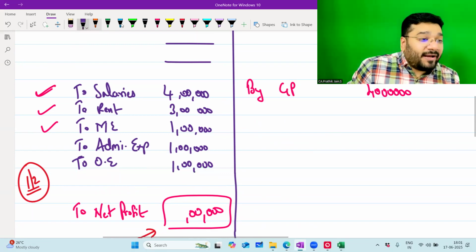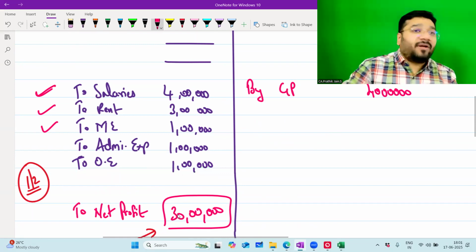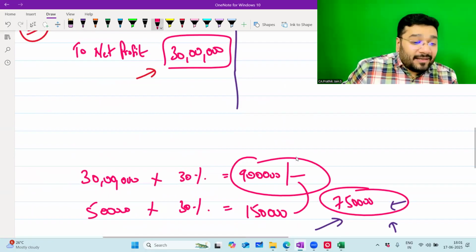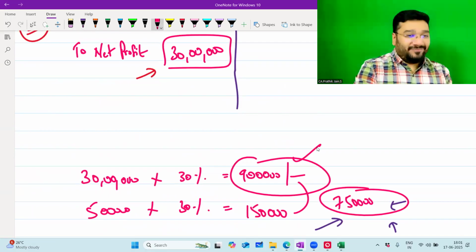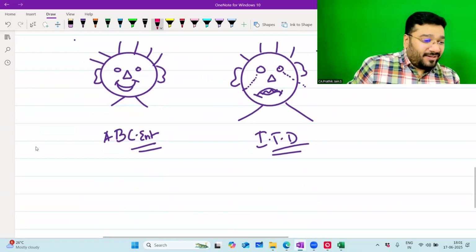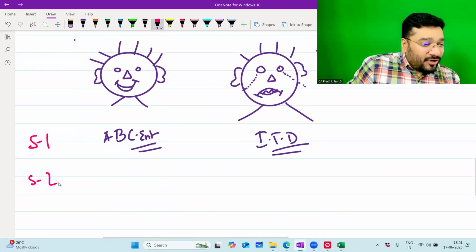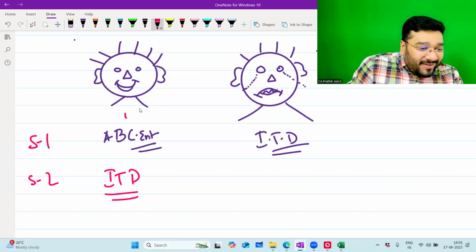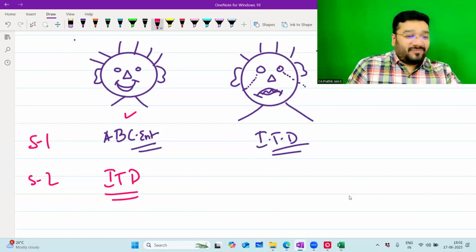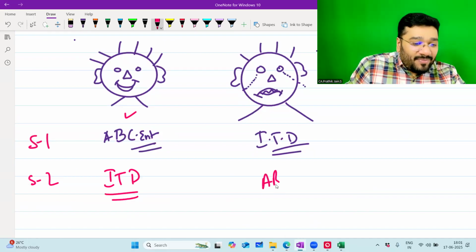How much is my profit? 30 lakh rupees profit. How much tax is the government getting? 9 lakh rupees. In this scenario, who is happy? Who is sad? In scenario 1, in scenario 2. In scenario 2, who's happy? Income tax department, very happy. Who's crying now? ABC Enterprises.